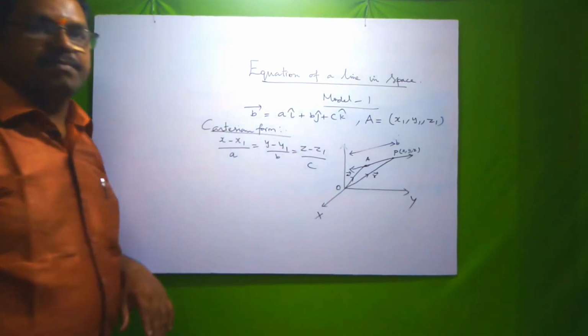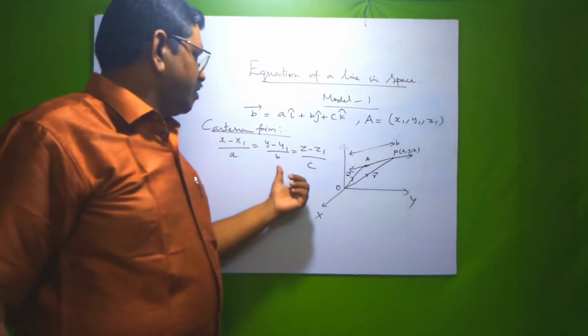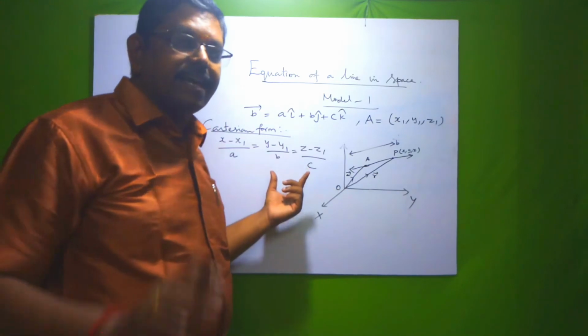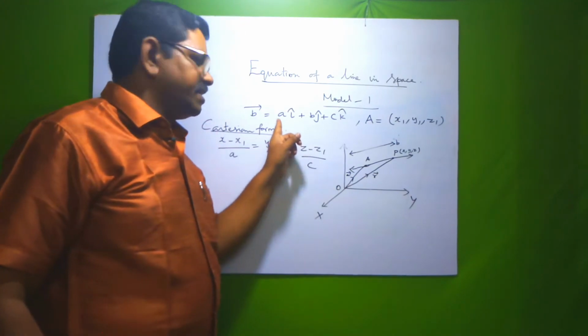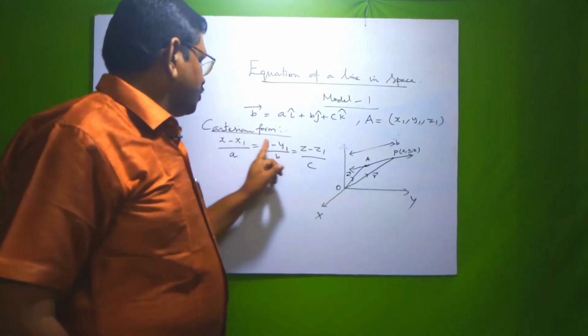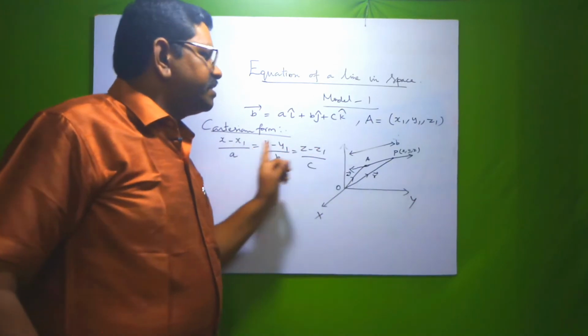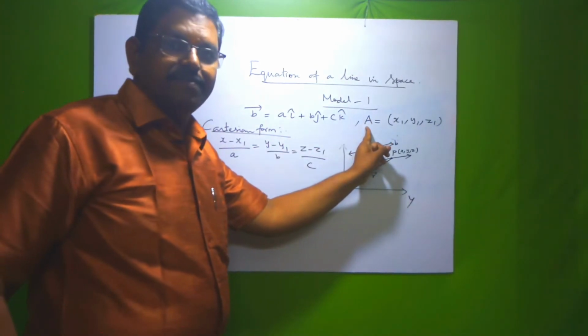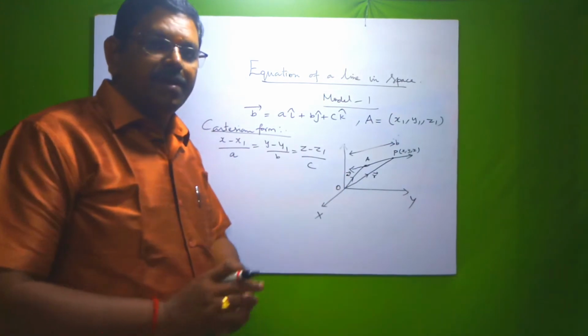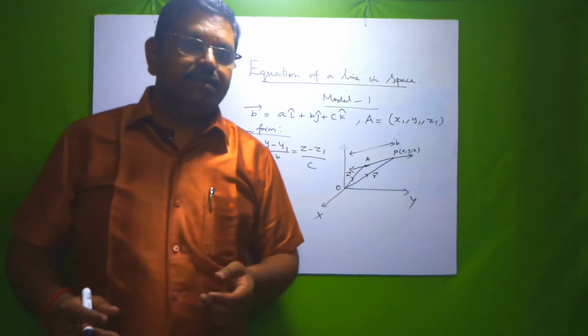This form is called the Cartesian form. So here small a, small b, small c, these three are the direction ratios we are getting from the b vector. And here x1, y1, z1, these three we are getting from the point A given. Clear?